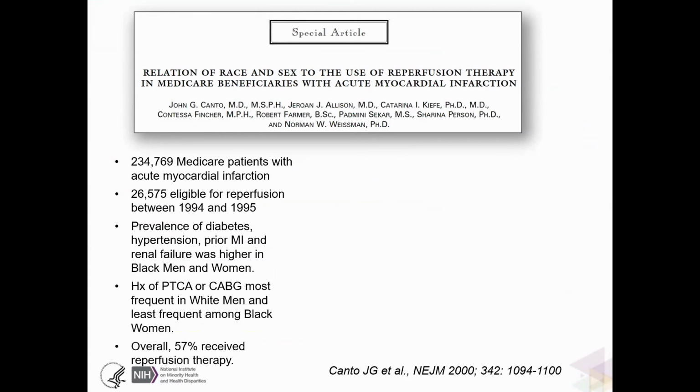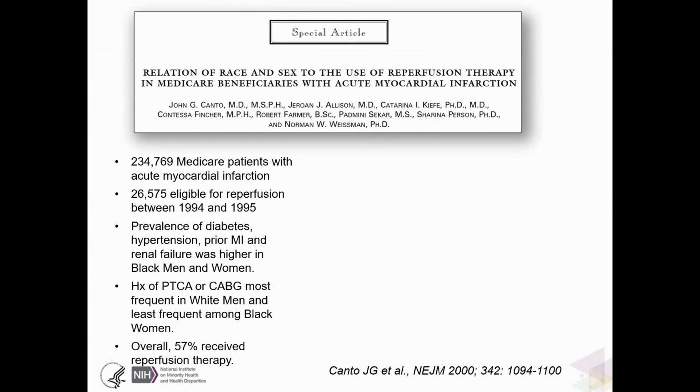So the authors looked at a chart of patients who had suffered an acute myocardial infarction between 1994 and 1995. And they observed that the prevalence of diabetes, hypertension, prior MI, and renal failure was significantly higher among Black men and women compared to non-Hispanic white men and women.